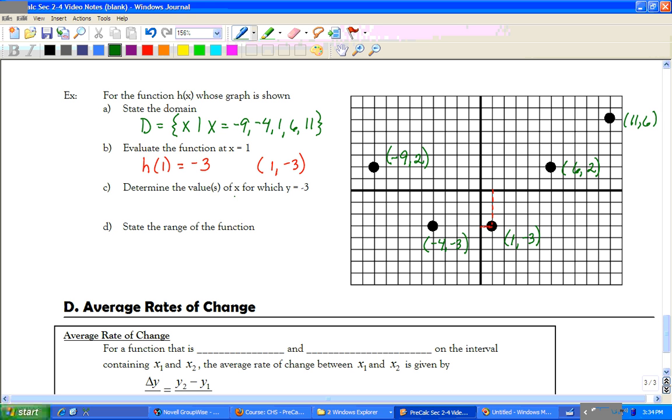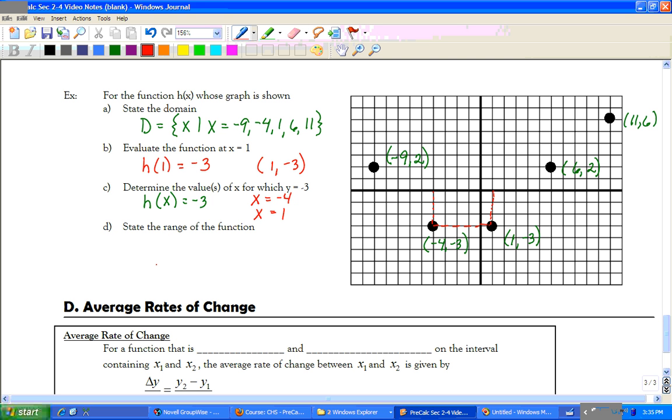Okay, determine the value or values of x when y is equal to -3. So this is saying h of what x values are equal to -3. So now we're going to go back and look at our function. And here's -3, and if you look, we have 2 points that have a y value of -3. So our answers are x is equal to -4 and x is equal to 1, or you can list out those points.